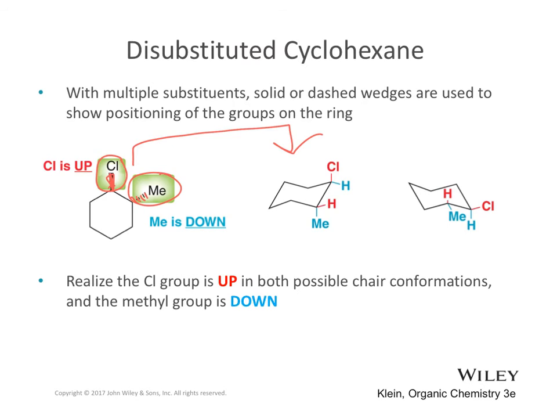So if chlorine is up, if you place it on this carbon, the up position on that carbon is the axial up. So the chlorine would be axial up, and then the methyl has to be down, and the down position on the next carbon is axial down. And then when you do the ring flip, this carbon becomes that carbon, this carbon becomes this carbon. Notice everything that was axial becomes equatorial, but things that are up are still up. So this would be the equatorial up position. This would be the equatorial down position.